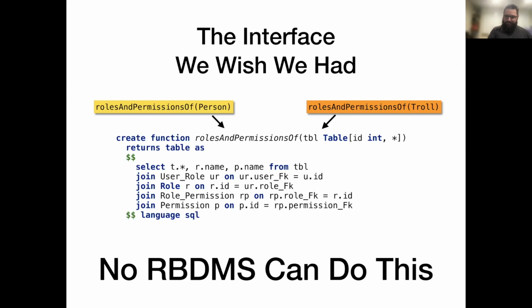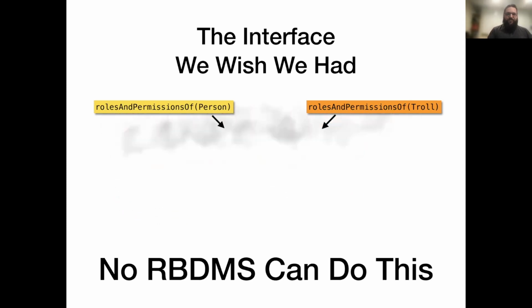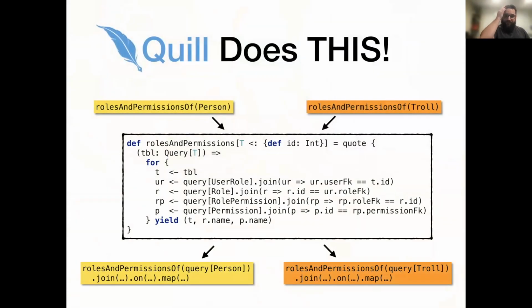And that's the problem. Ultimately, that's the problem that Quill wants to solve. Quill wants to solve this problem of query composition. How do you actually have a function into which you can pass a table, and then that table can join a bunch of stuff onto there? And that will give you the API that will allow you to be sane.